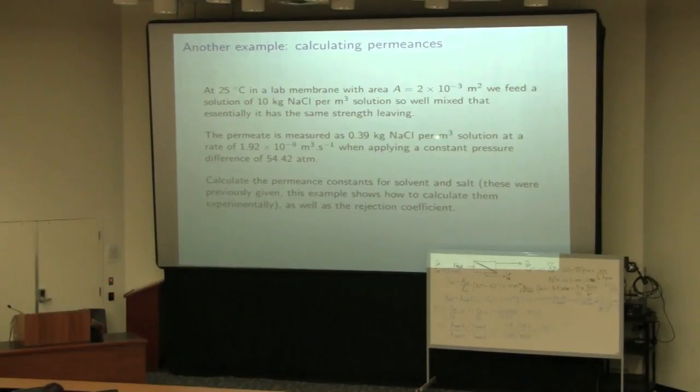Then we're given our permeate concentration. That's easily measured, grams of salt per meter cubed. And we can measure the flux of the permeate: 1.92 times 10 to the minus 8 meters cubed per second. That is the flux of the solvent or salt.